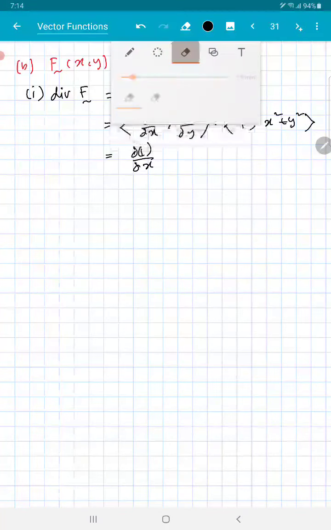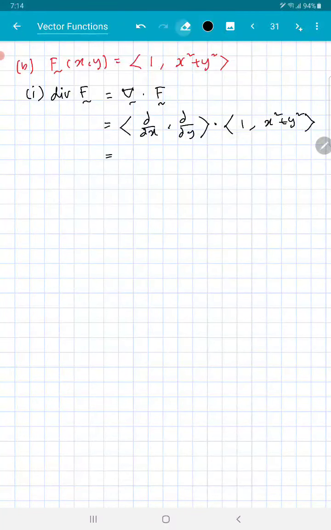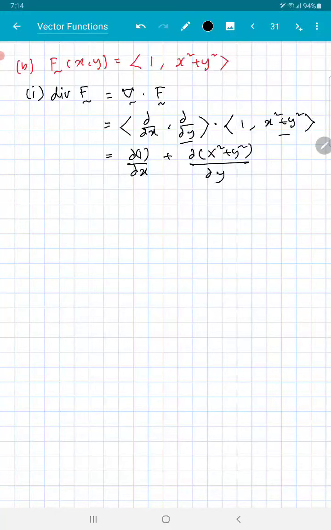Let me rewrite that. So x component with x component, that will give you partial of 1 with respect to x, and then we have plus. Now y component with y component, we have partial of x squared plus y squared with respect to y. Now the first term is 0.